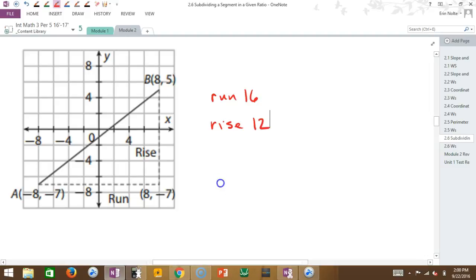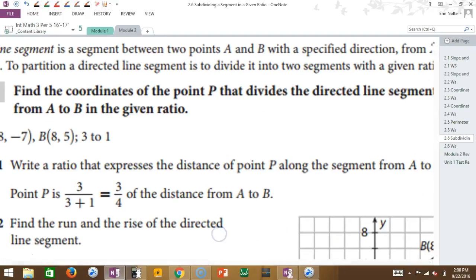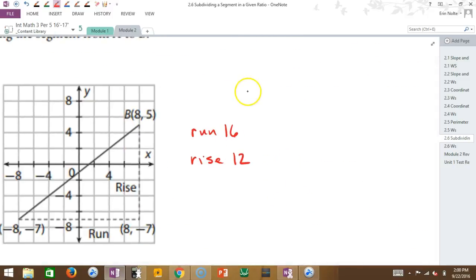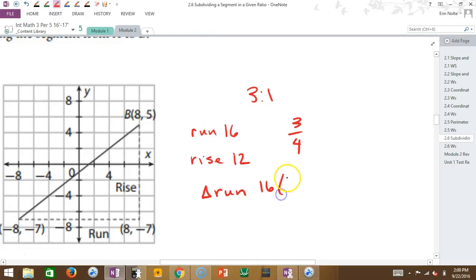Okay. So now the ratio that I asked us to cut this into was 3-to-1. You guys see my ratio over there? 3-to-1. So what I'm going to do is take my segment and cut it into 3/4. Instead of having a whole length of 1, I'm going to have a length of 3/4, and that's going to land on that spot. To figure out my change in the run, I'm going to take my 16 and multiply by 3/4.